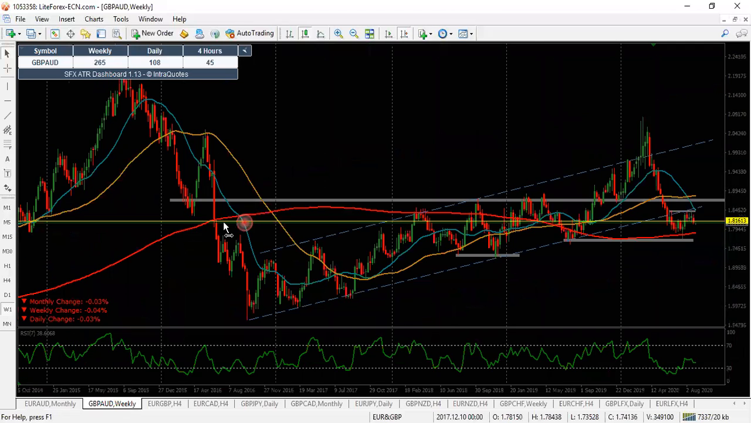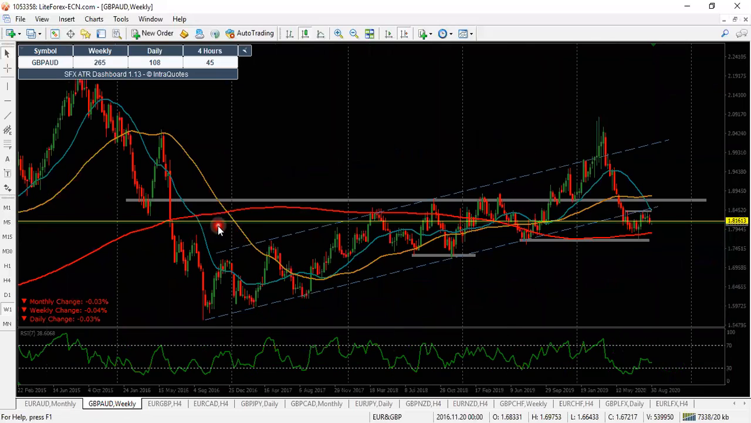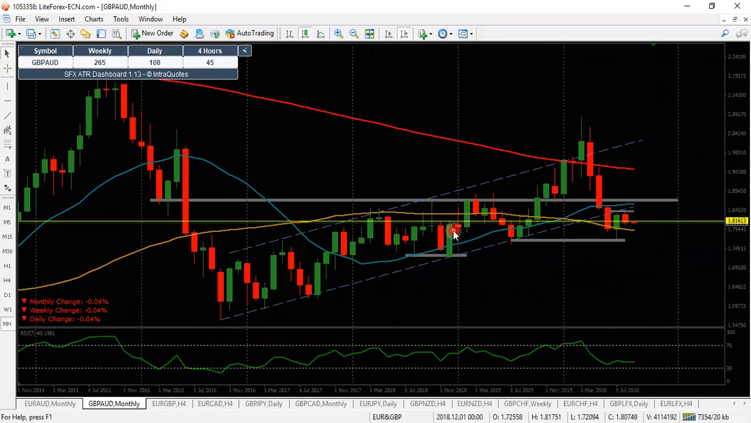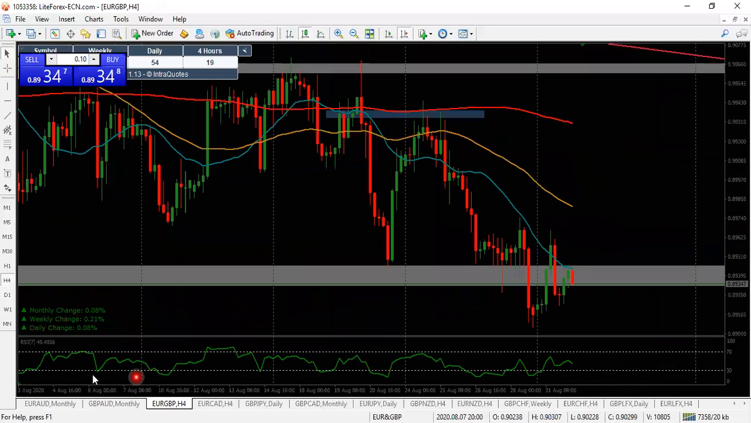So what do we have next with the GBP AUD? The GBP AUD is also quite significant, but looking at how everything is going in the market, I don't think I'll be taking any trade off the GBP AUD at the moment. So next on our list will be the Euro GBP.